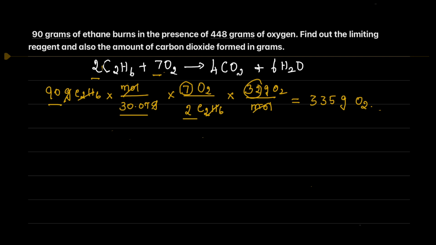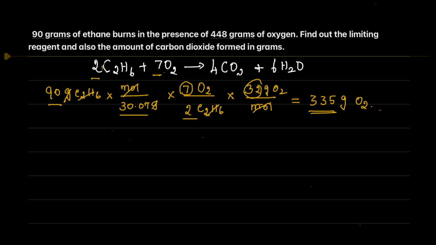Is there sufficient amount of oxygen? Yes. The amount of oxygen present originally is 448 grams as per the problem. Now 90 grams of ethane will consume 335 grams of oxygen. That means there is sufficient oxygen, and the reactant which is completely consumed first is ethane. All the 90 grams of ethane will run out by this stage. So, as per the definition, the reactant which is completely consumed and runs out first is the limiting agent. It applies to the ethane here, and this is the limiting reagent.